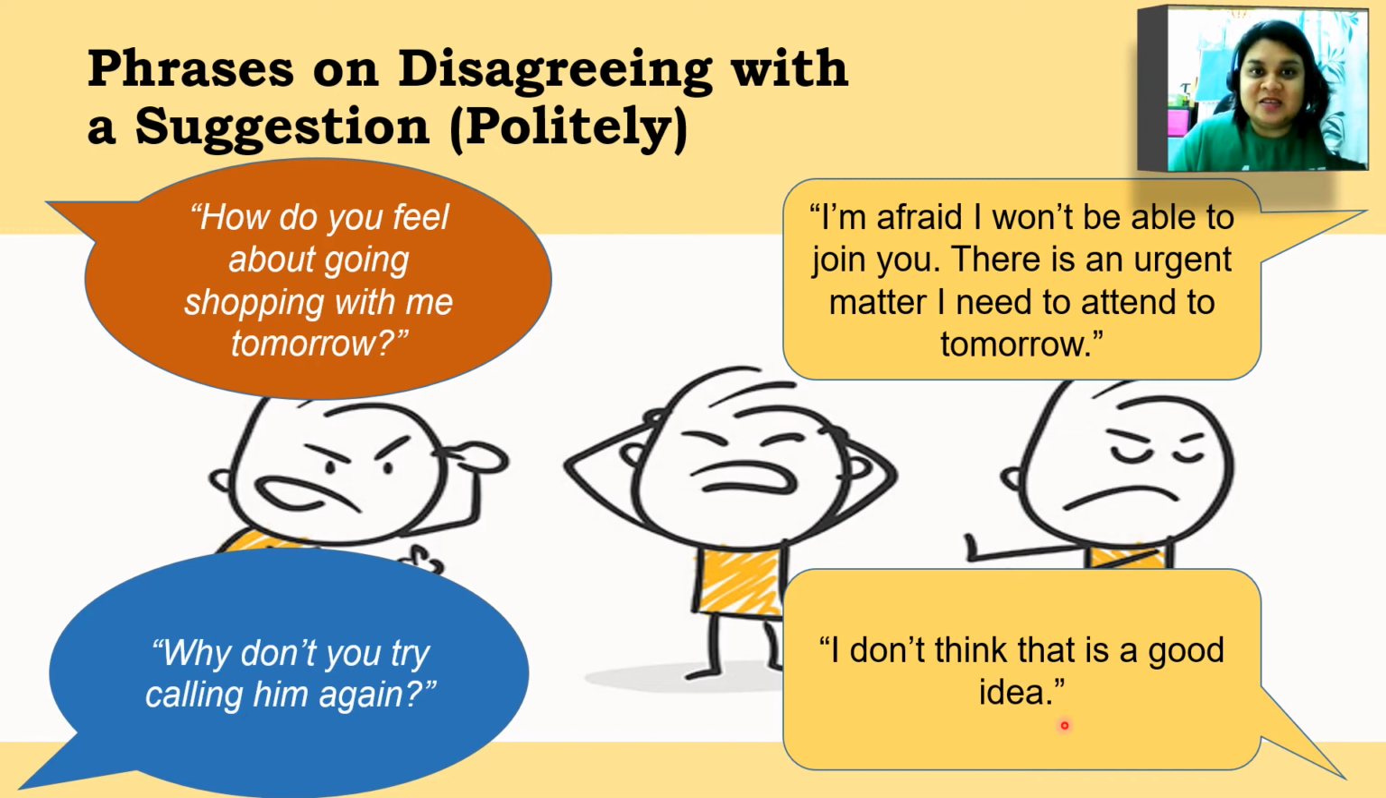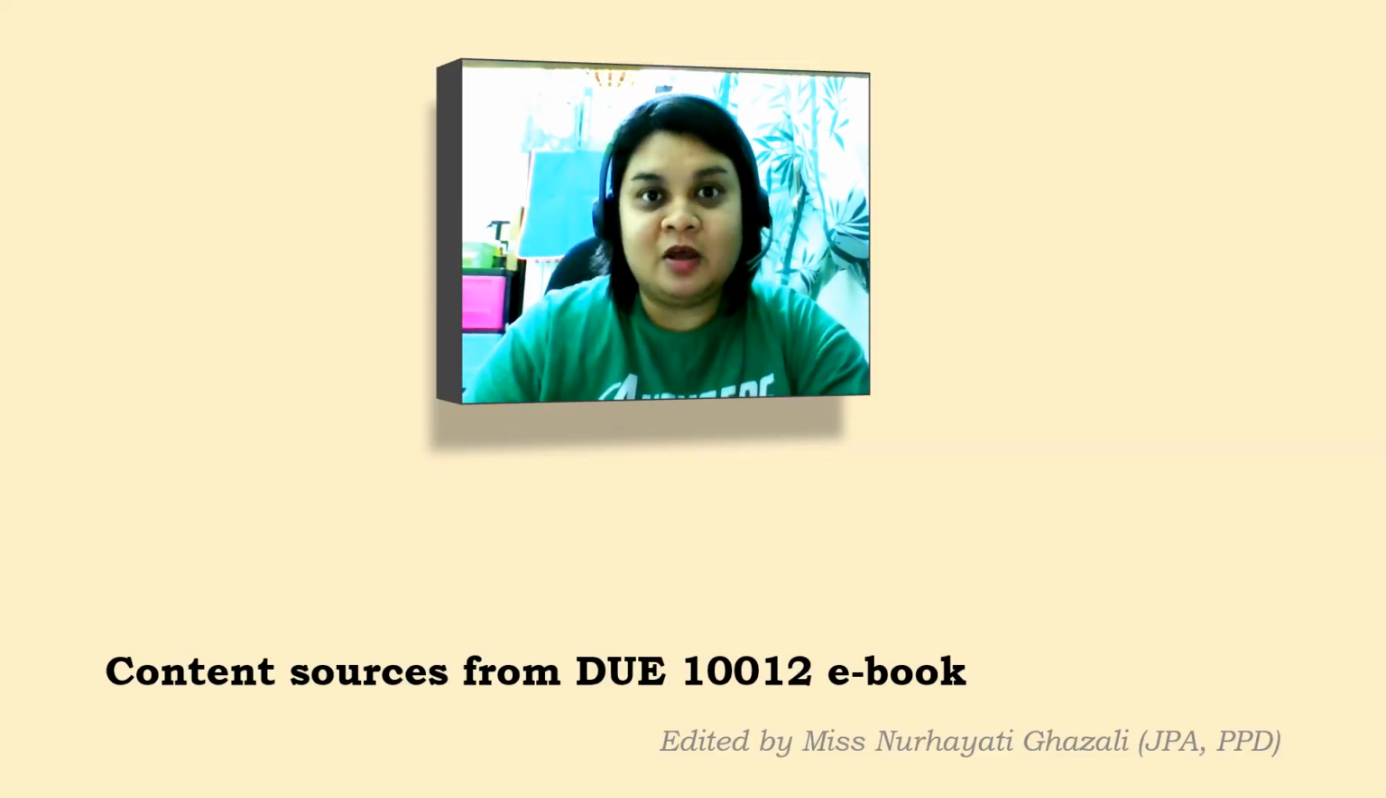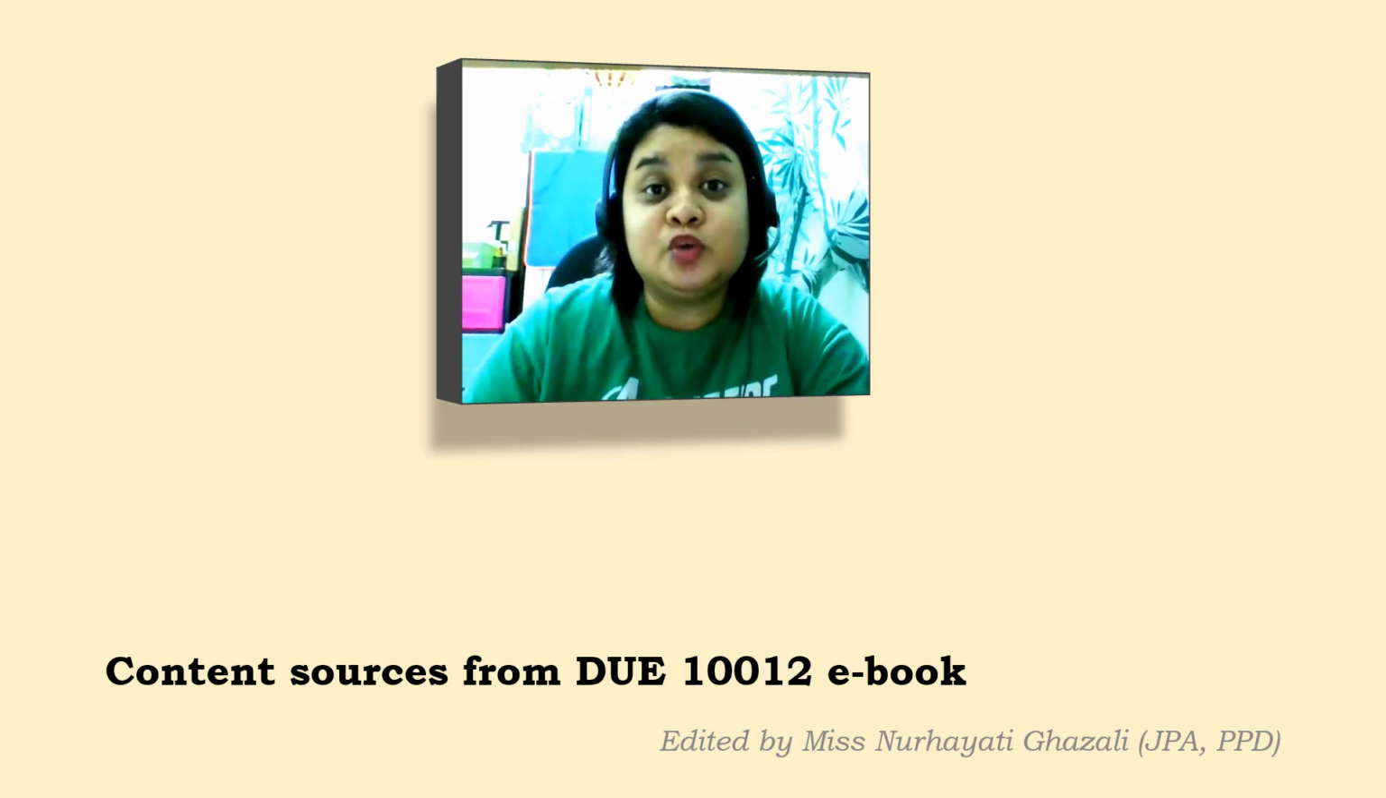Very good. So I think you have mastered a few phrases on disagreeing with a suggestion politely. Alright, we have come to the end of the lesson. And as usual, I have an interesting activity for you at the end of the lesson. But first, you need to find a partner, a friend, because you have to work in pairs.